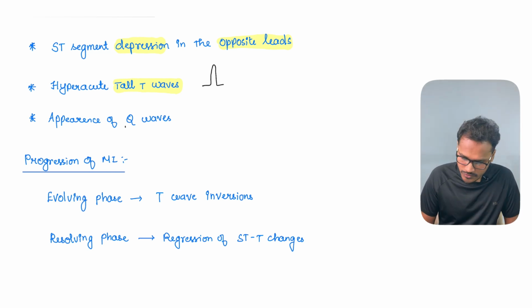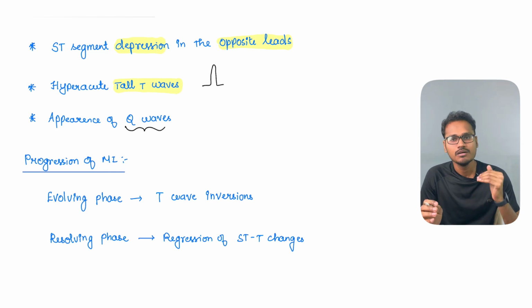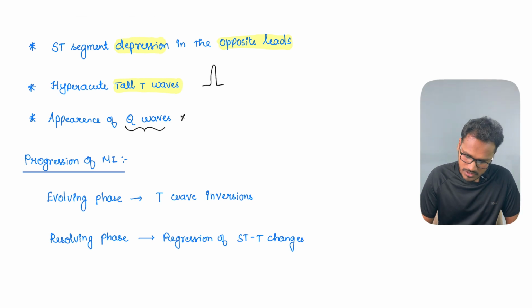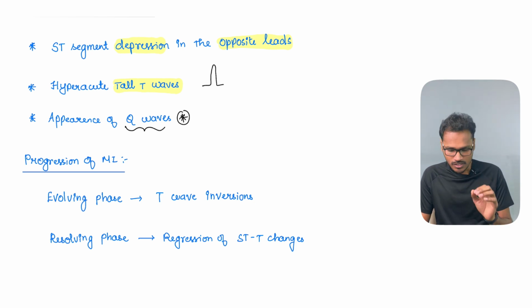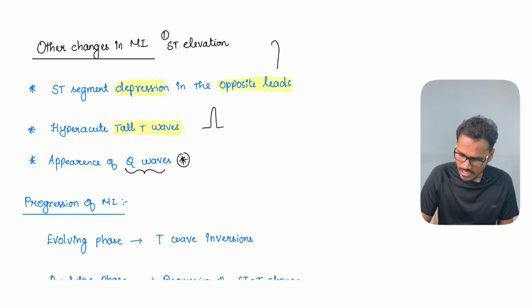Then appearance of Q wave. Some of the leads generally do not have Q waves, but if they start appearing in the leads in which they were previously absent, that could be an indication of an MI. So these are the other changes. It is not only the ST segment changes, but other changes can also be there. So all these changes, that is the ST segment elevation, of course the primary change, along with other changes, will happen in case of an acute phase.